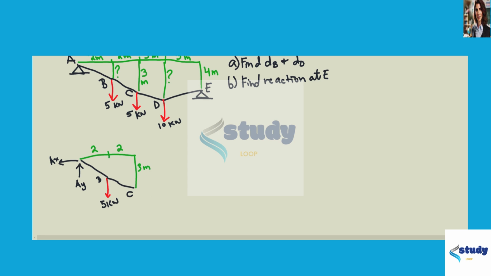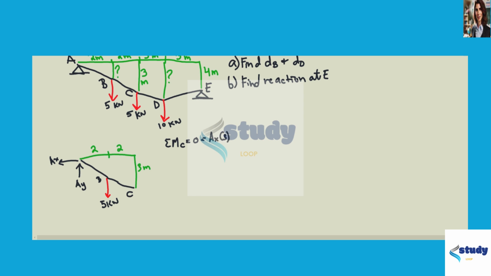To start off this problem, we took a snippet and did a free body diagram from A to C. So we applied the reaction forces at A. AY is in the positive Y direction, and AX we put in the negative X direction. We're going to start off by taking the sum of moments at C, set this equal to 0. And this equals AX times 3.